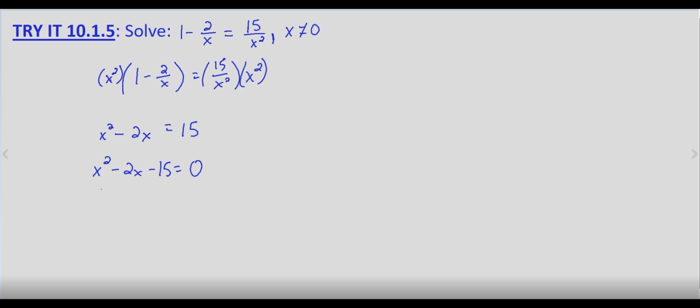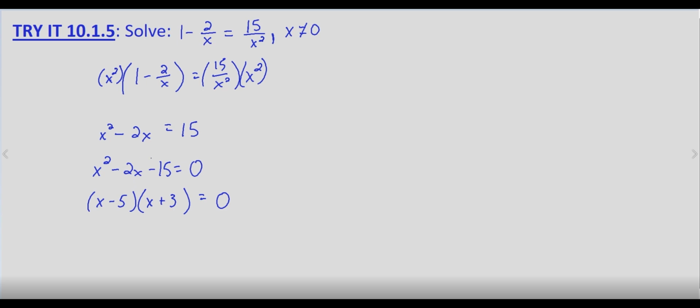We want two numbers that multiply to negative 15 and add to negative 2. Well, that would be negative 5 and 3. So we have x minus 5 and x plus 3. Negative 5 and 3 multiplied negative 15, and they add to the coefficient on the x term, negative 2. You could always multiply back through if you wanted to verify that it's correct.